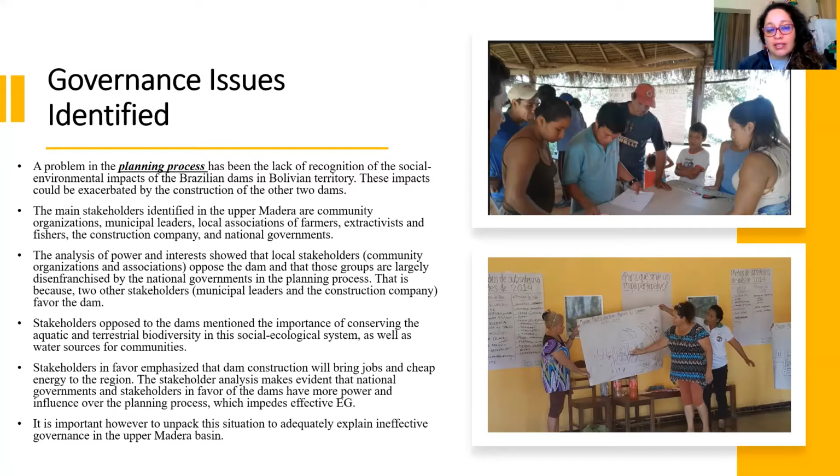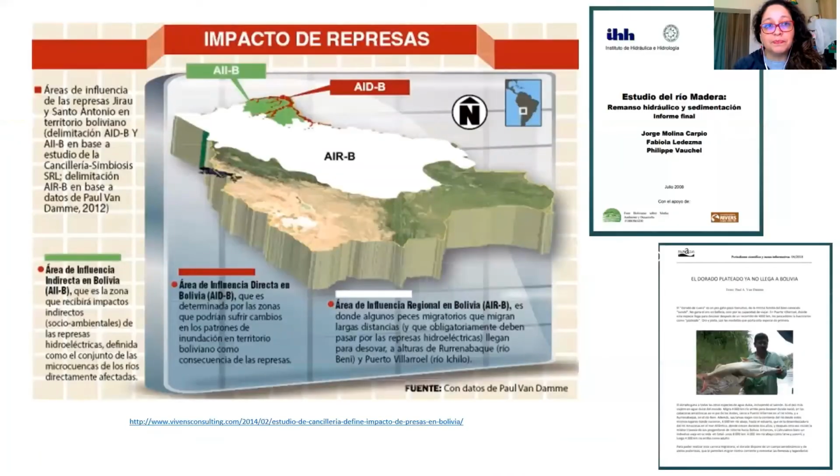So the stakeholder analysis makes evident that national governments and stakeholders in favor of the dams have more power and influence over the planning processes, which impedes effective environmental governance in this area. It is important, however, to unpack what is really happening in this social-ecological system.